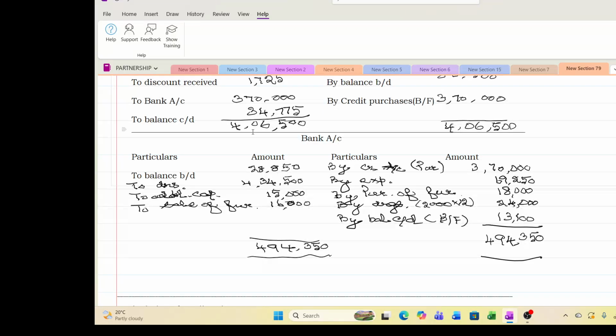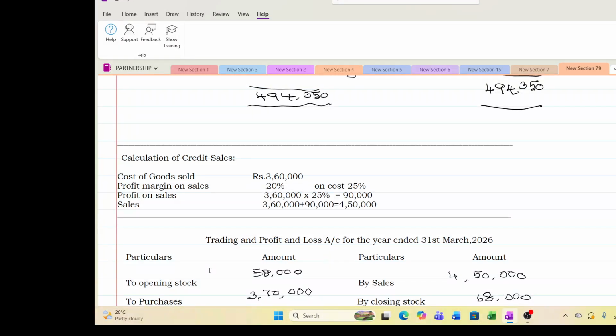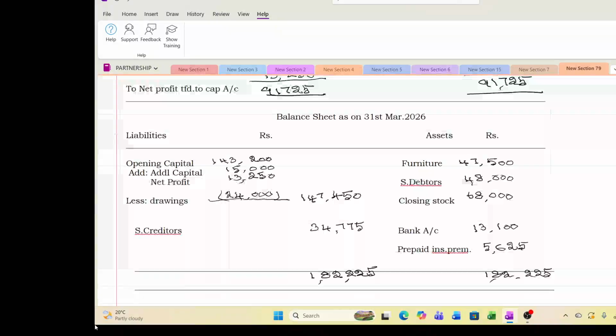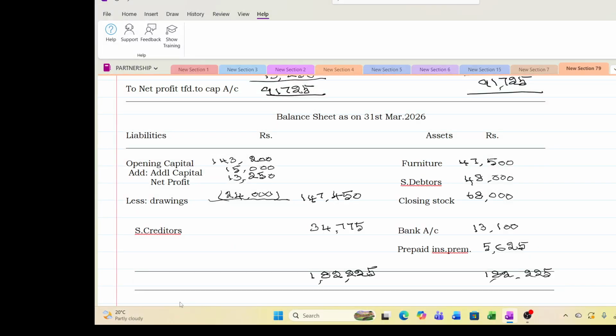Now coming to the bank account. Next closure is the bank account. When you close the bank account, we see that the closing balance comes to 13,100. So we have to write this in our current balance sheet. 13,100. Don't forget to write it immediately. Then we will be closing this.